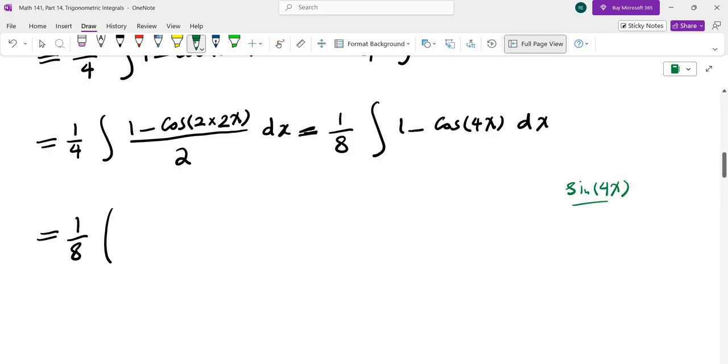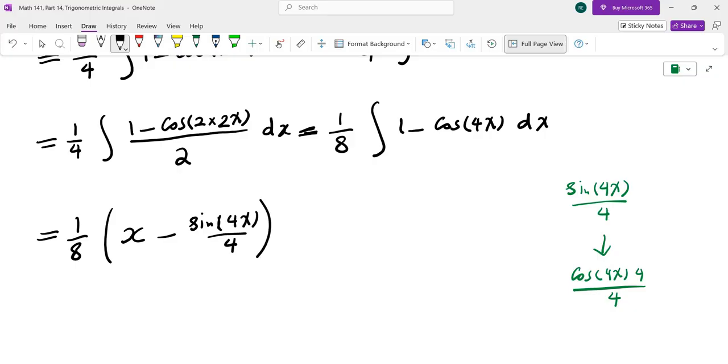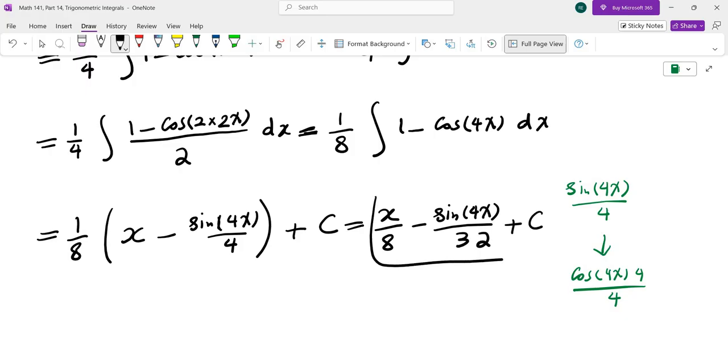sine of 4x over 4. Because once you differentiate that, you get cosine of 4x times 4 over 4. So that's an easier way of evaluating the integral without having to do a u substitution. So integral of 1 is x, integral of cosine is sine, and then we'll have to divide by 4 and then plus c. So this would be x over 8 minus sine of 4x over 32 plus c. And that is our final answer.